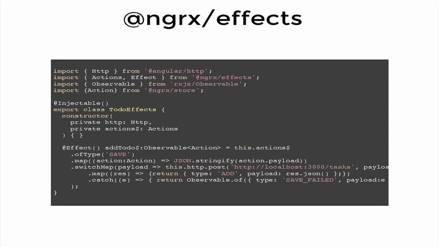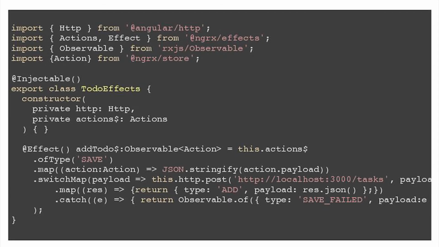So this is how you implement effects. You have to create an injectable service, and then you have to use the effect annotation. In this case, to add a to-do, actions is also an observable, with an additional function called ofType. We're just checking if the type is save, then we map our action to a stringified JSON object.